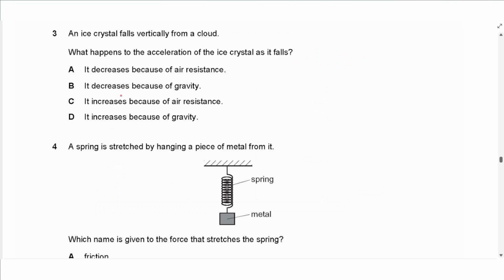Question 3 says an ice crystal falls vertically from a cloud. What happens to the acceleration of the ice crystal as it falls? It is either decreasing due to air resistance or constant due to gravity, so it is not increasing. So it decreases because of air resistance, yes, not due to gravity. So the answer is A.